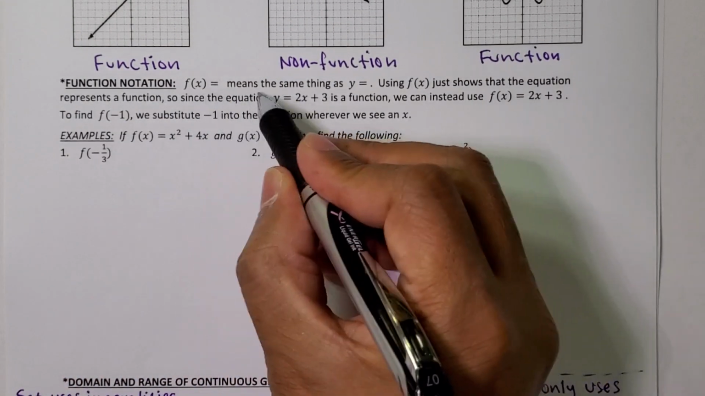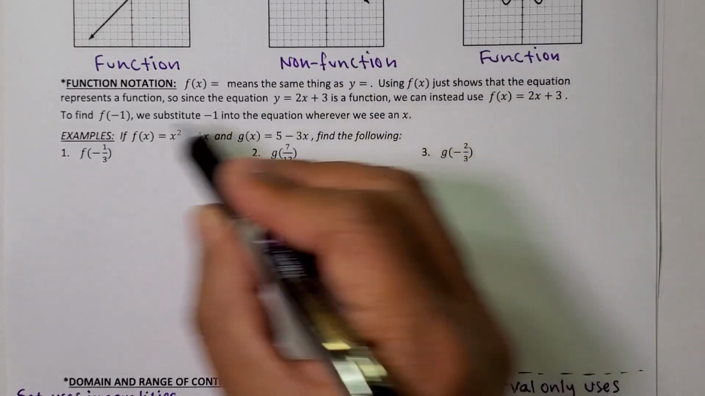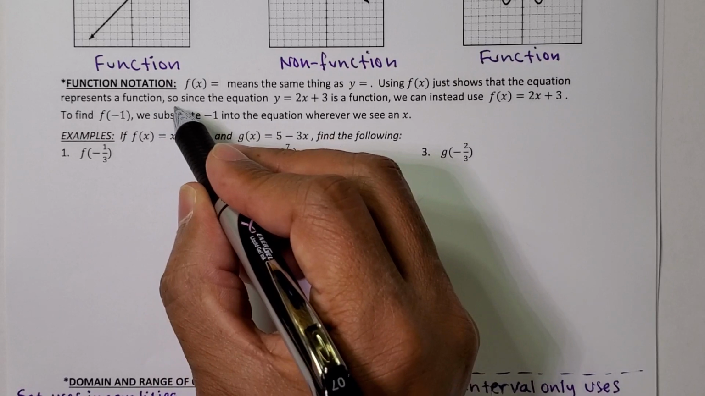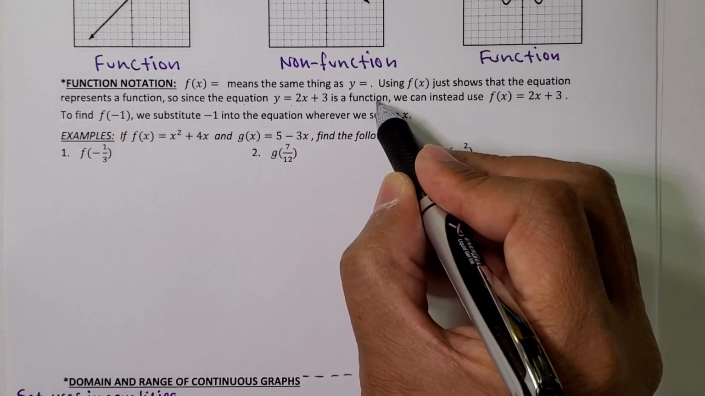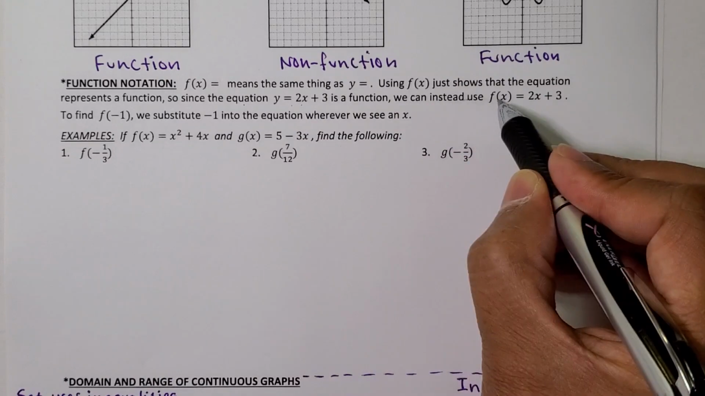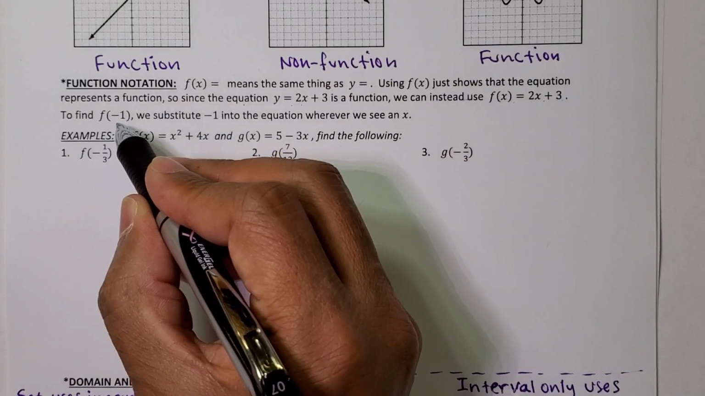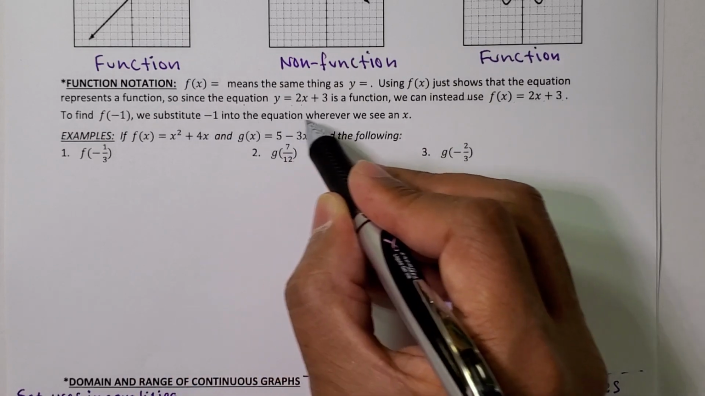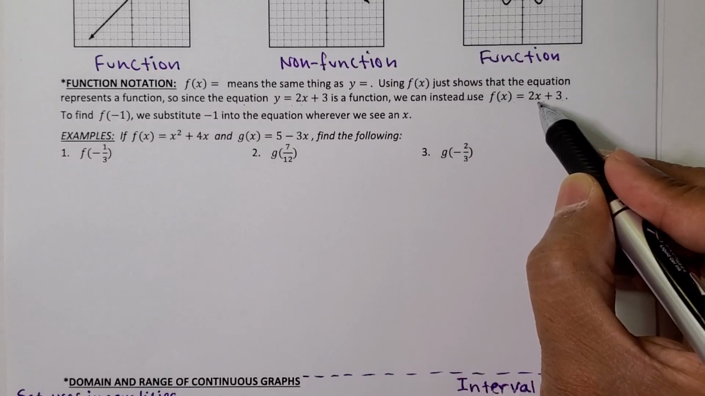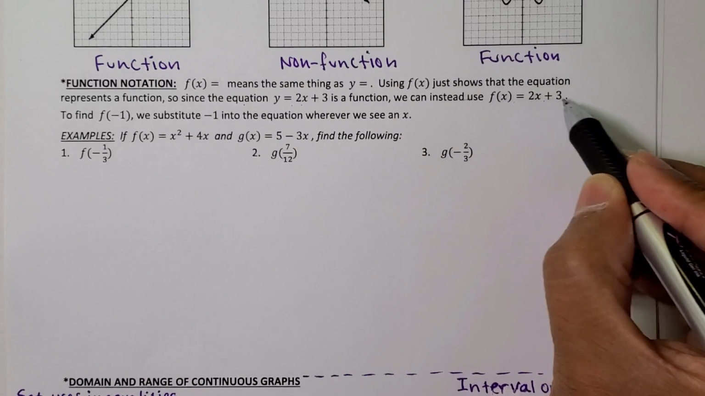Okay, so f of x means the same thing as y equals. Using f of x just shows that the equation represents a function. So since the equation y equals 2x plus 3 is a function, we can instead use f of x equals 2x plus 3. Okay, so to find f of negative 1, we substitute negative 1 into the equation whatever we see in x. So here we would say f of negative 1 is 2 times negative 1 plus 3.